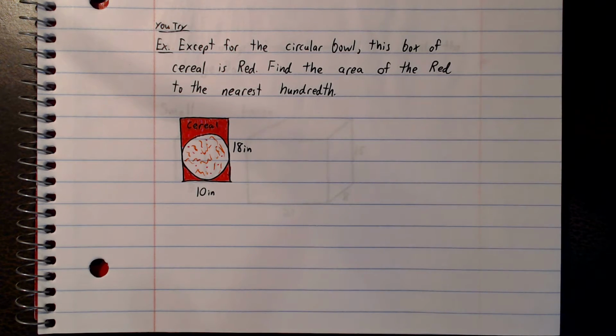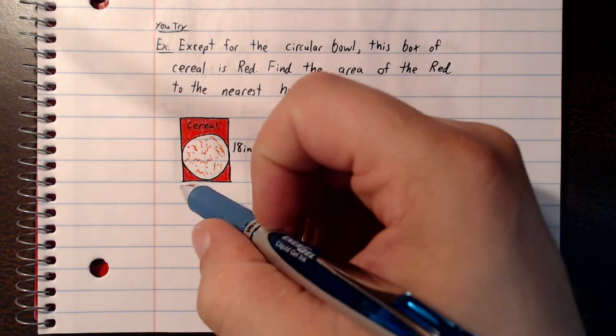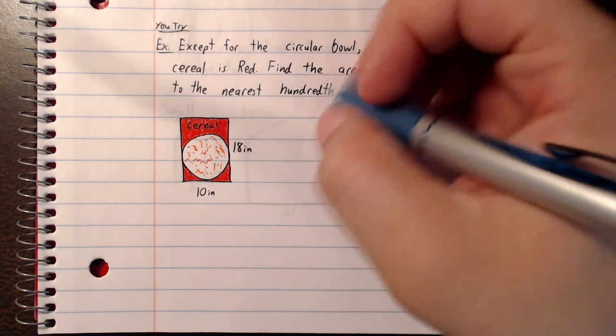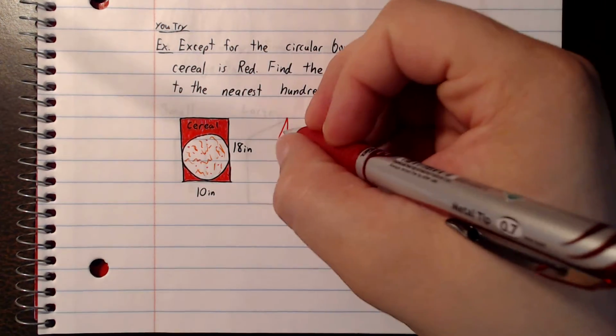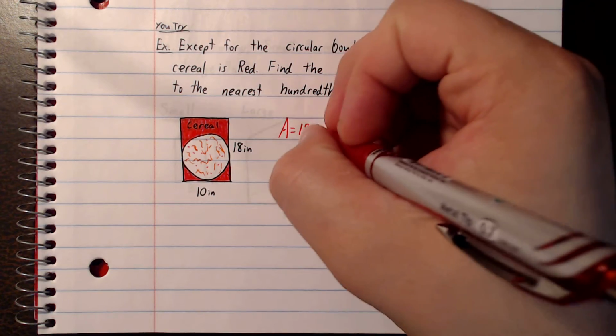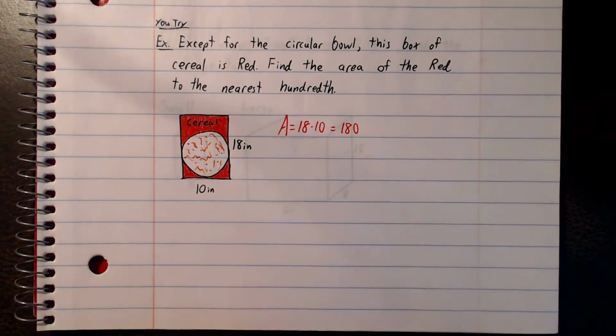Alright, let's see how you did. It says, except for this circular bowl, this box of cereal is red. Find the area of the red to the nearest hundredth. Alright, so here's the bowl in the center. They say we have a length of 10 and a width of 18. So that would be the area of the cereal box. So that's 180 units of some sort.